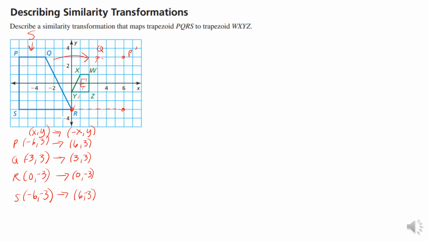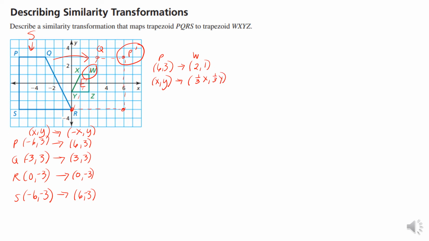So how do we shrink it? So the best thing to do to figure out how to shrink it is to look at one point. So I'm pretty sure that this point corresponds to this point. So my point for P is 6, 3. And my point for W is 2, 1. So that means I took my xy and I multiplied it by 1/3, both x and y.